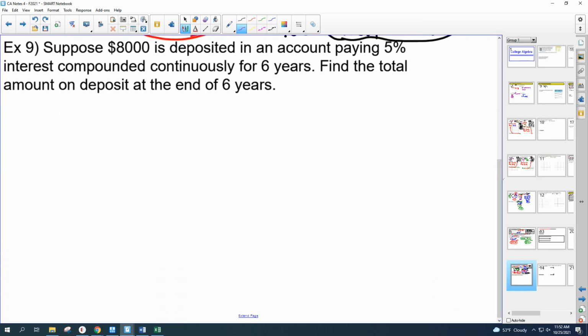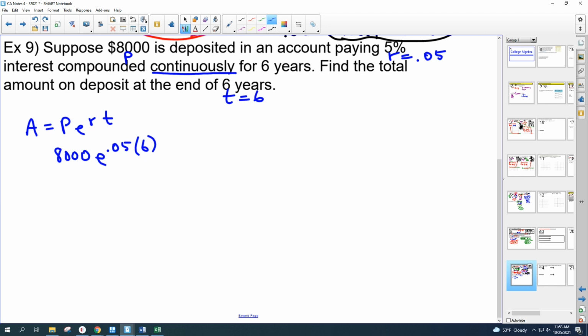Number 9, suppose 8,000 is deposited in an account paying 5% interest compounded continuously for 6 years. Find the total amount on deposit at the end of 6 years. The key here is continuous. As soon as I see that word continuous, I know I'm using the PERT equation. So let's figure out what each number is. 8,000 is deposited in an account, so that's got to be P. And paying 5%, that means R is 0.05. And 6 years, so that's time.